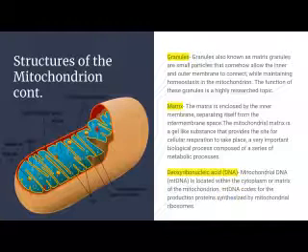The matrix is enclosed by the inner membrane, separating itself from the intermembrane space. The mitochondrial matrix is a gel-like substance that provides the site for cellular respiration to take place, a very important biological process composed of a series of metabolic processes.